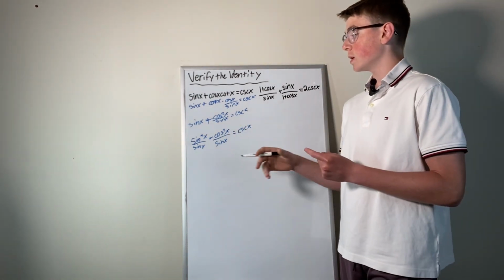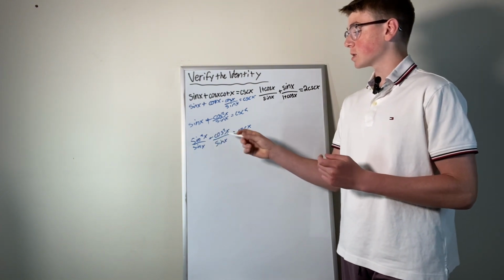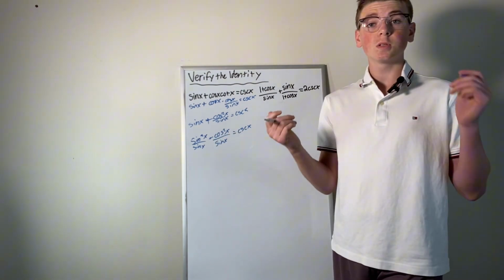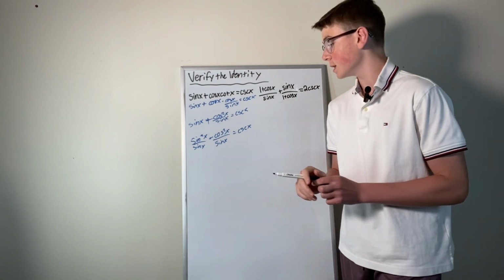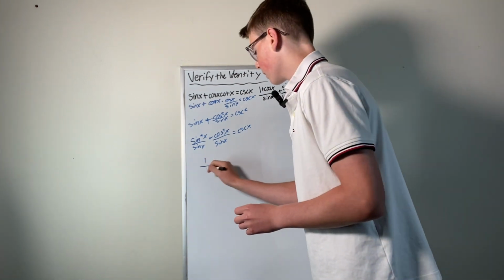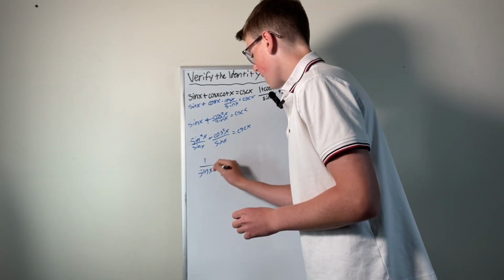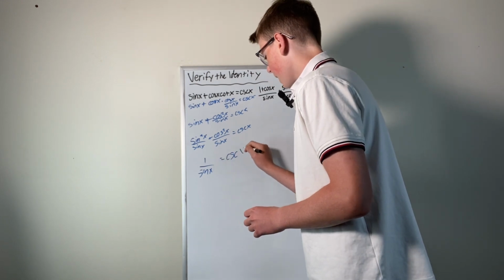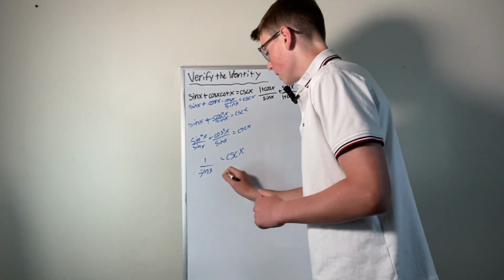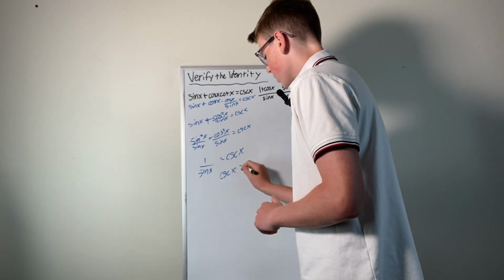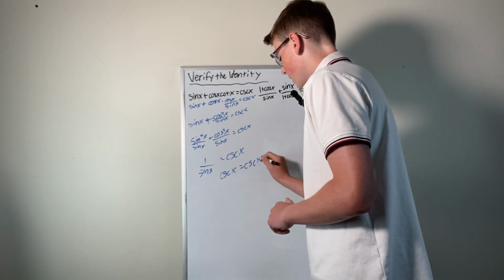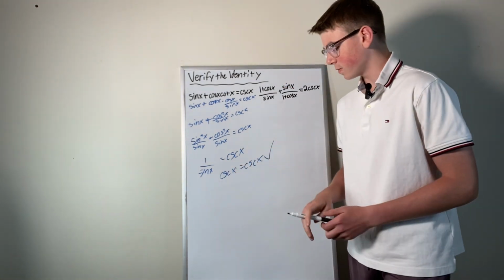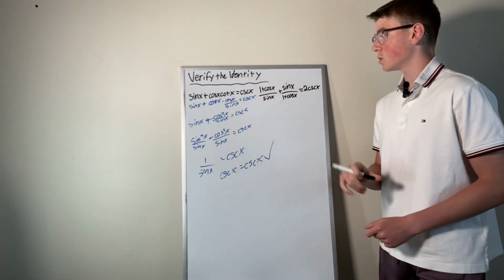Now, what you can do is sine squared x plus cosine squared x is equal to 1. That is our Pythagorean identity, and that'll just be 1 over sine of x equals cosecant of x. 1 over sine x is equal to cosecant of x, so cosecant x equals cosecant x. That is correct. We just proved that identity. Now, let's do our next problem.